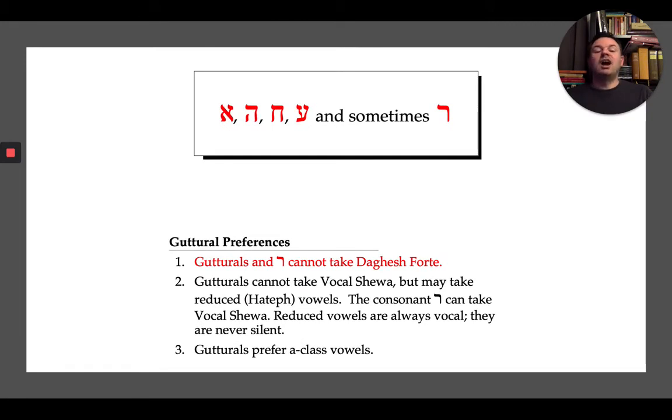So gutturals, which we mentioned in chapter 1, gutturals and resh, they're going to prefer certain types of vowels. They like, generally speaking, they actually prefer kind of like A-class vowels. But they can't take the vocal schwa. And they prefer A-class vowels, and they won't be with those reduced vowels typically.